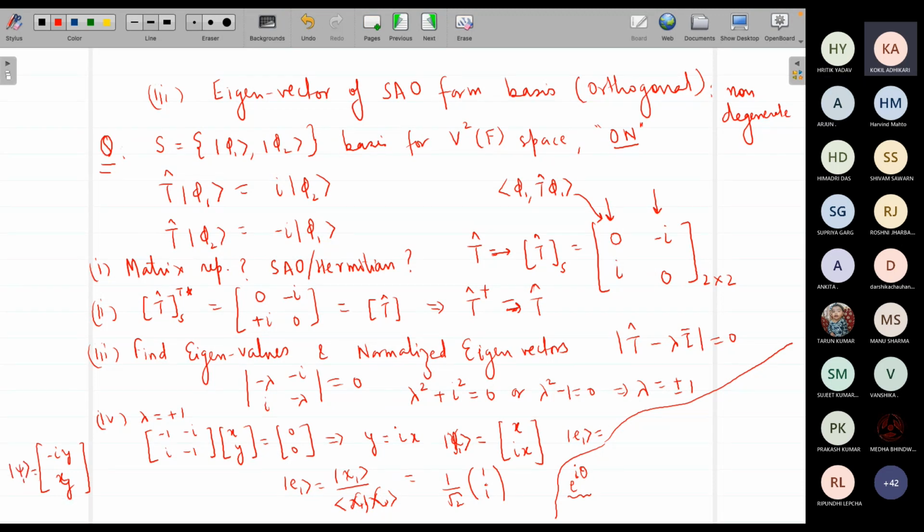Which means when you would have normalized this, what would you have got? 1 over root 2, minus iota, 1. And you would have said that this is still the same as the one which we have got, right? Yes, sir. Why? Because they are all related to each other by some phase factors. They are all equivalent within those phase factors.